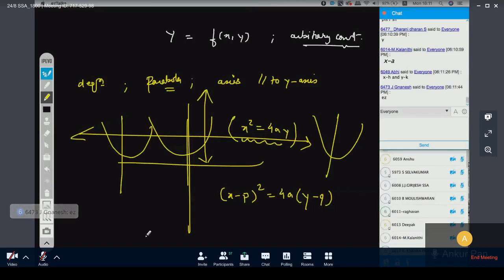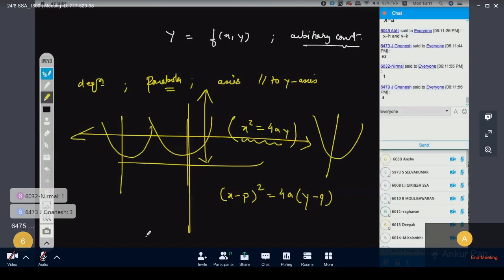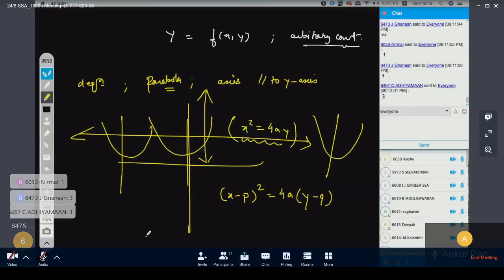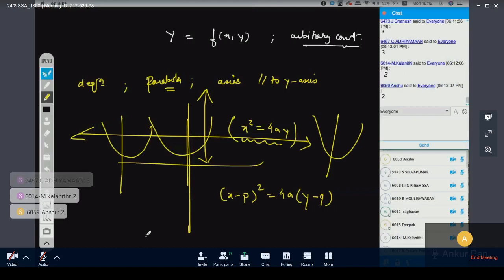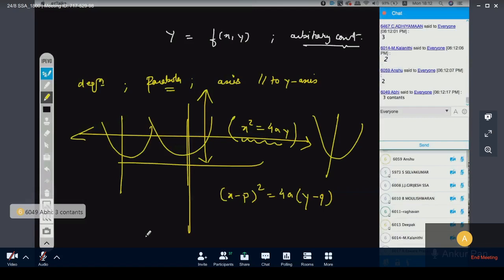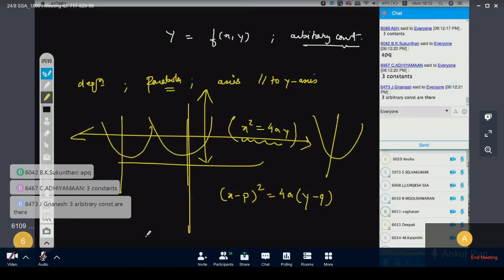How many times will you differentiate? How many arbitrary constants are there? Only p and q are arbitrary constants? Isn't a also an arbitrary constant? Yes, exactly, three: a, p and q. So you will be differentiating three times, right or not?